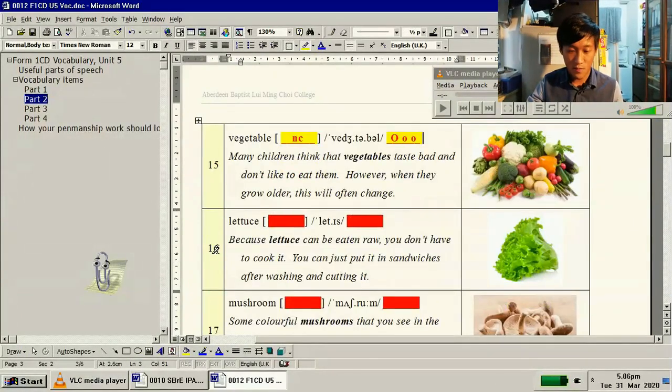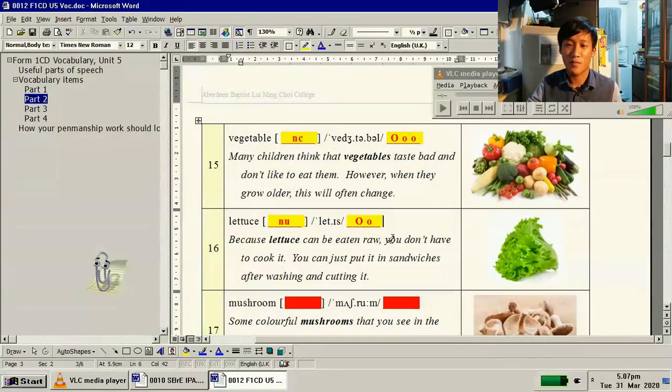Continue. Item 16. Because this can be eaten raw, there is no S, it's an uncountable noun. The first syllable is stressed, that has a higher pitch, a higher sound level. And the second syllable is unstressed, with a lower pitch, so a lower sound level. Da da. So, because lettuce can be eaten raw, raw means not cooked.